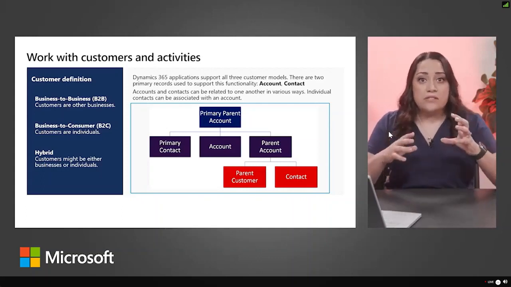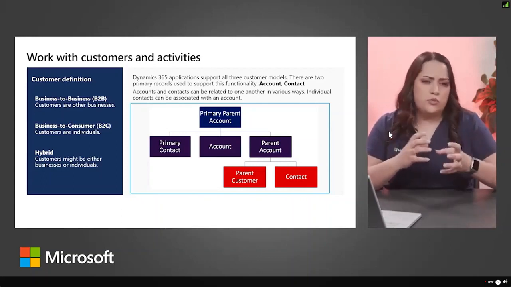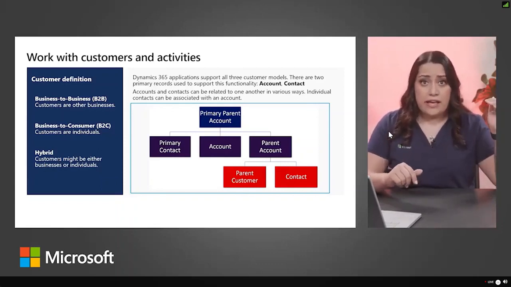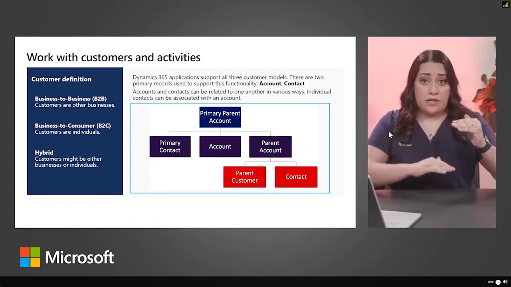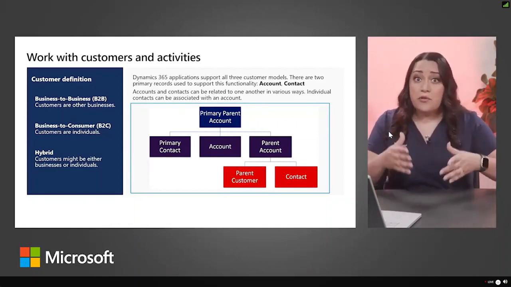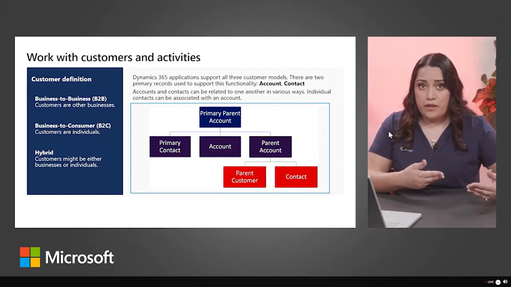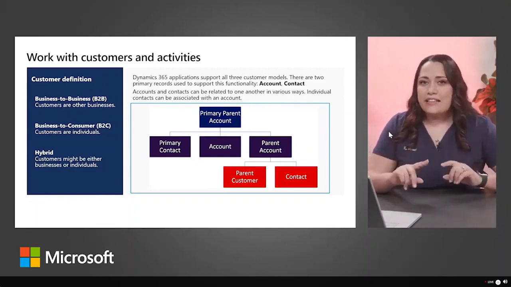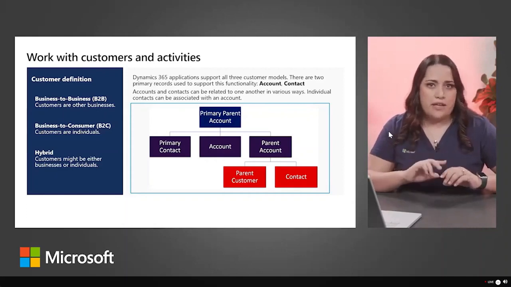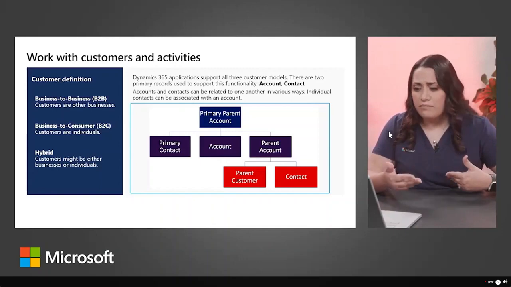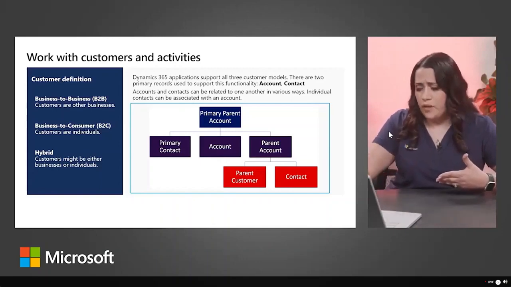But these accounts and contacts can be tied to one another in a few different ways. You can have what we call parent accounts that have a number of different accounts underneath them. And then accounts and parent accounts can both have contacts associated with them. While an account might have multiple contacts, it's likely that you're going to have one primary contact. And that primary contact is the person at the organization that you're usually working with.